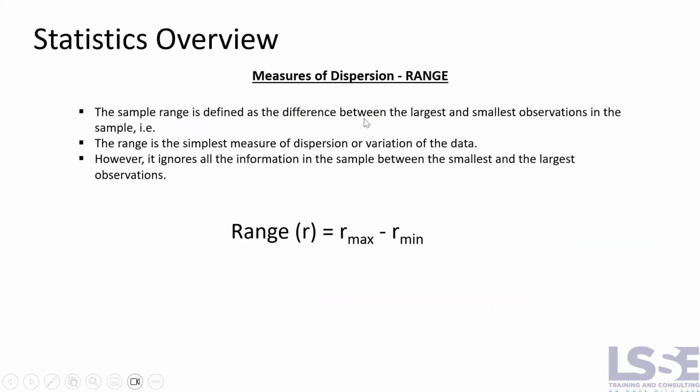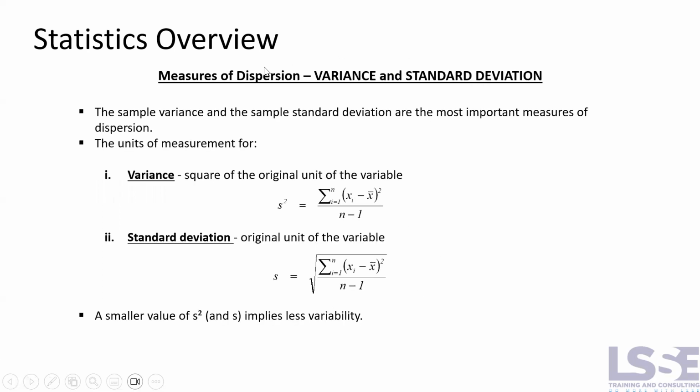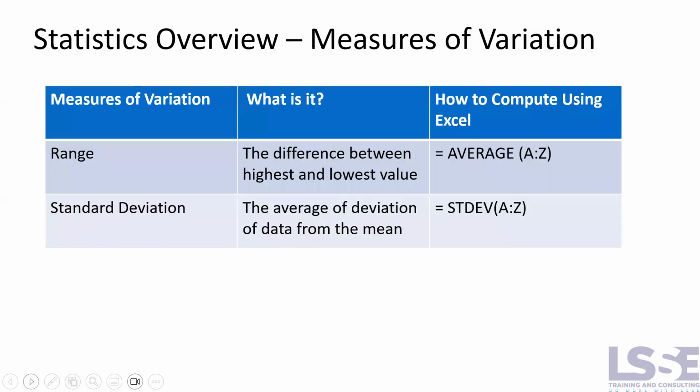So the first measure of dispersion is the range, which is just you get the highest value and the lowest value. That is the range. And then the other measures of dispersion, lumped together, are variance and standard deviation. There's the formula here, but fortunately for us in Excel, there's this formula.